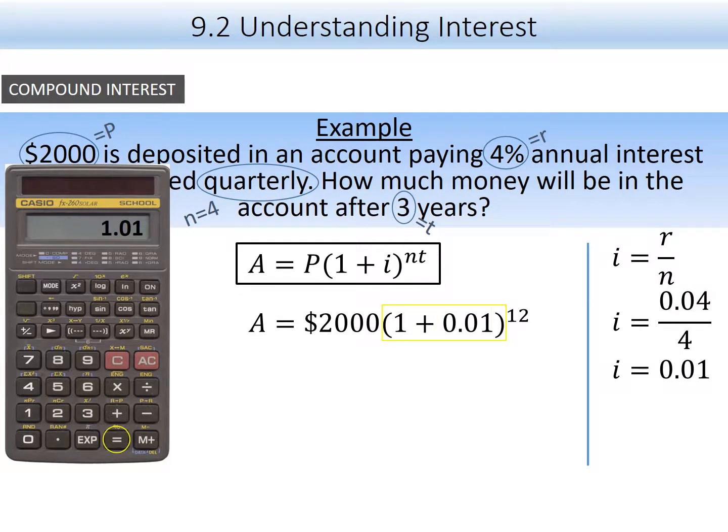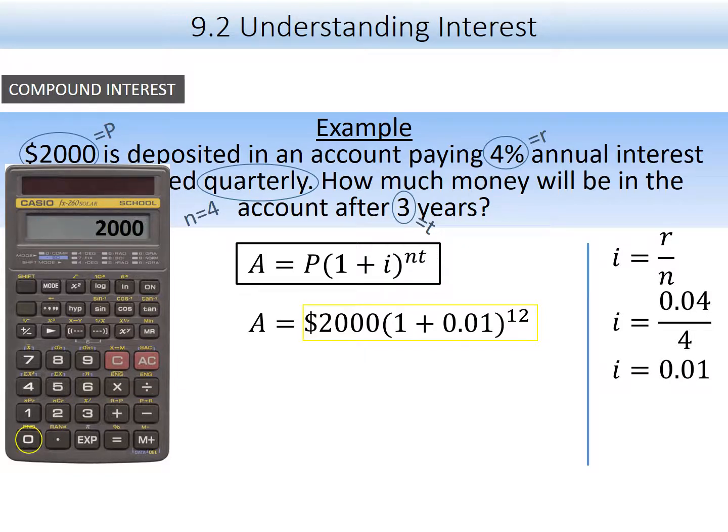With the number in the calculator, now you just need to raise it to the 12th power. The power button, as we've discussed, is that x to the y. So you press x to the y, and then you type in 12, 1, 2, then equal. And when you do that, you'll get 1.12682503, and you're going to multiply that by the 2,000.